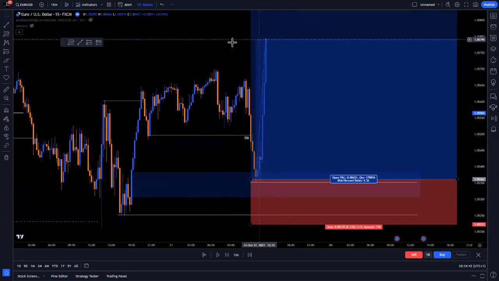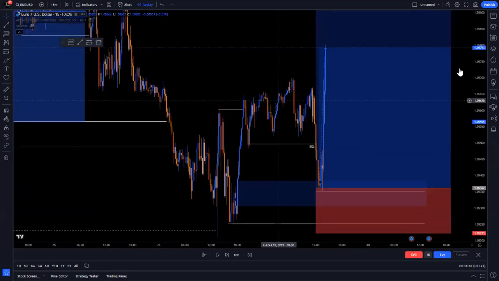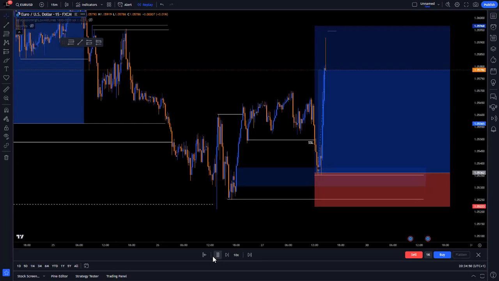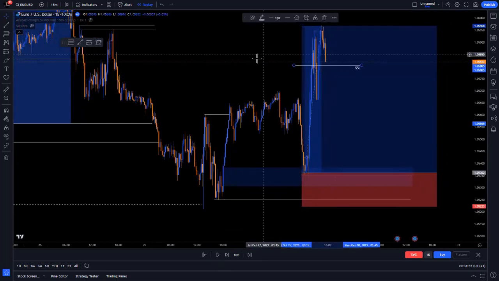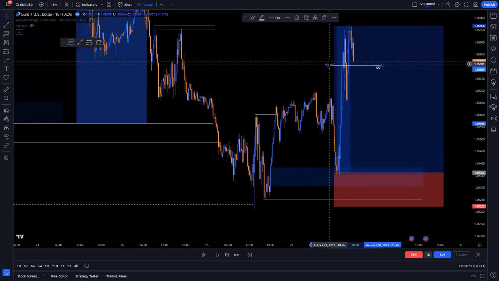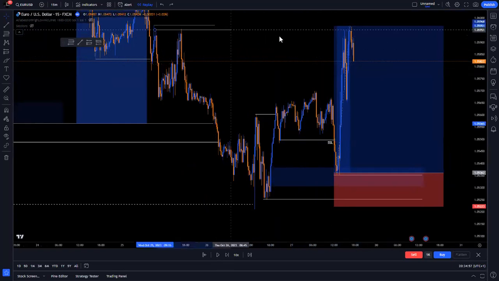And then you can see how price went, so smooth. And in this case, TP hit and then you are good. Now, where do you put your take profit? You put your take profit at external range liquidity.